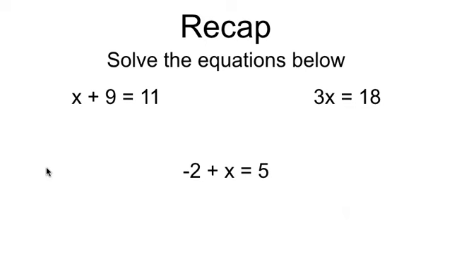So let's recap now. We have here 3 different kinds of equations, and we can look at how to solve all of these. Again, in every single one of them, all we want to do is isolate the variable. So here I want to get the x by itself. So to get rid of the plus 9, subtract 9, and those cancel each other out. My variable is isolated, and I know what it's equal to. It's equal to 2.